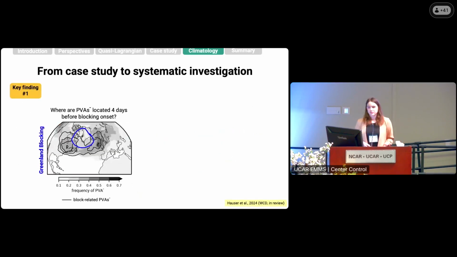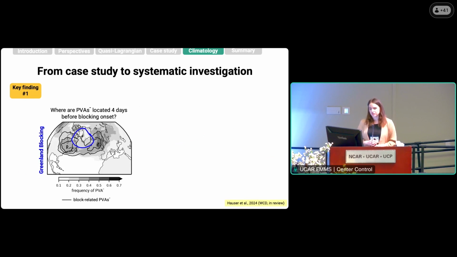Okay, but now switching from a single case study to a systematic investigation. What we did is that for each life cycle of Greenland blocking that we looked at, we matched the negative PV anomaly tracks, and we're interested where they are located 4 days before the blocking onset. This is shown here for Greenland blocking. You can see this blue circle. This is where you will get your Greenland block once the onset hits.